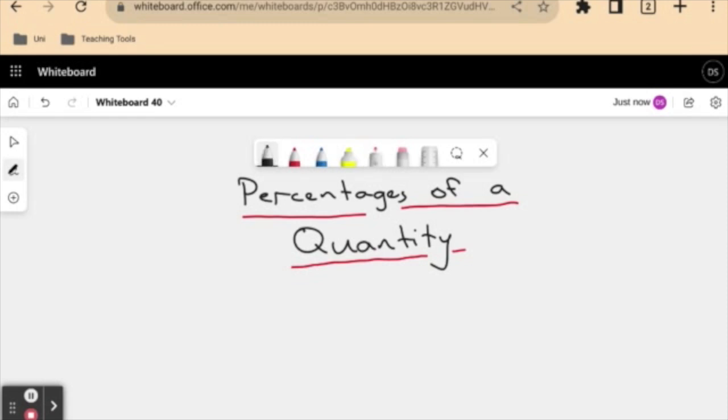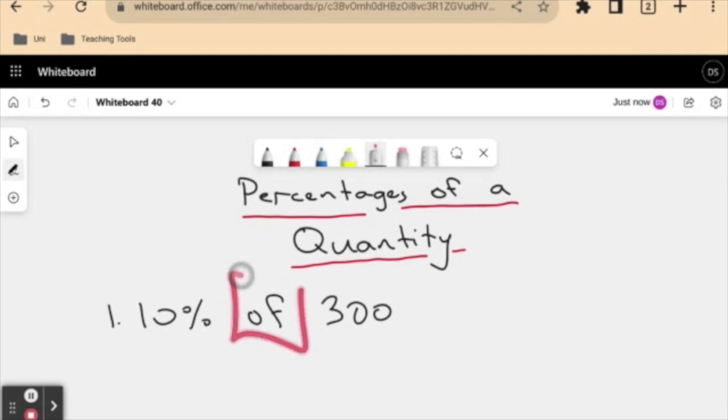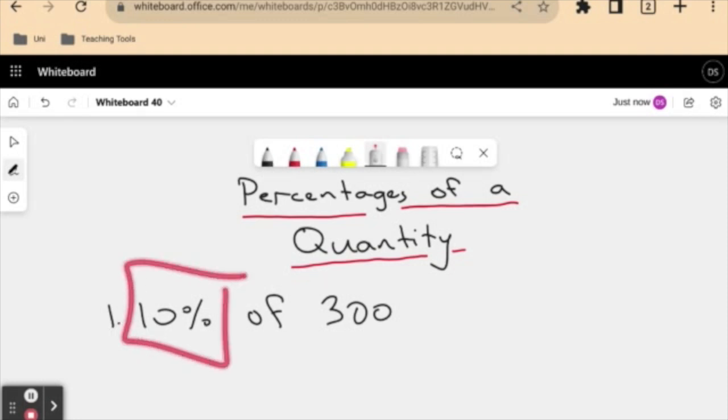Now, let's start with this example. I'm going to ask you, let's find 10% of 300. So, already we should be looking at this word "of", because what does that really mean? Well, in the context of this, we are looking essentially at 10% lots of 300.